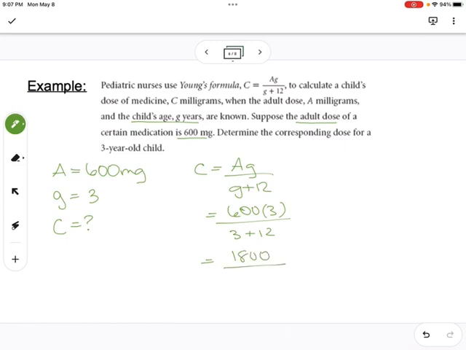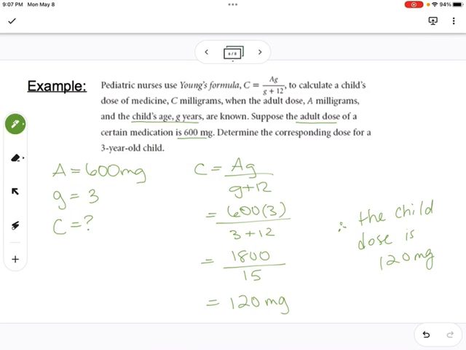And we solve the bottom. 3 plus 12, which is 15. So 1800 divided by 15 gives us 120 milligrams. Okay, since we started in milligrams, that is the unit we are using. So therefore, the child dose is 120 milligrams.